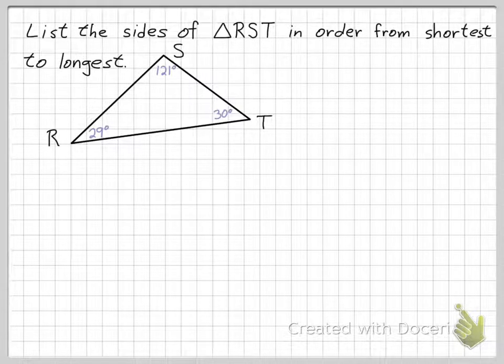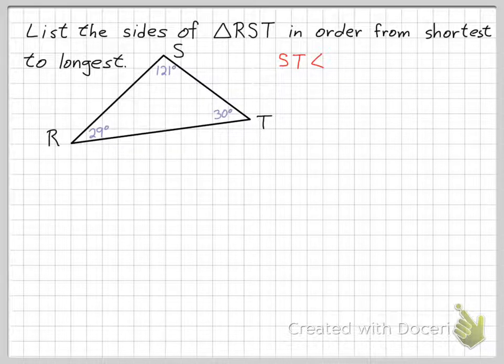So we want to list the sides from shortest to longest, and we're talking about the sides, right? So the clues that we have are that starting with the smallest angle, and clearly 29 is smaller than 121 or 30, so 29 is the smallest angle, then the shortest side must be opposite that, which would be line segment ST. So I would start off with that. That would be my beginning. The measure of ST is going to be less than the other two, so there's my beginning.